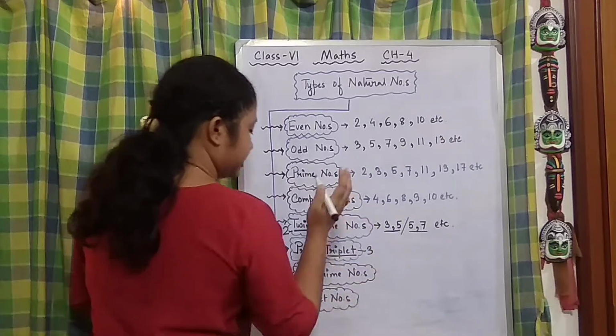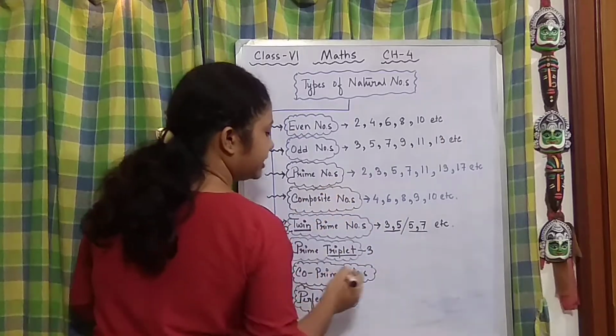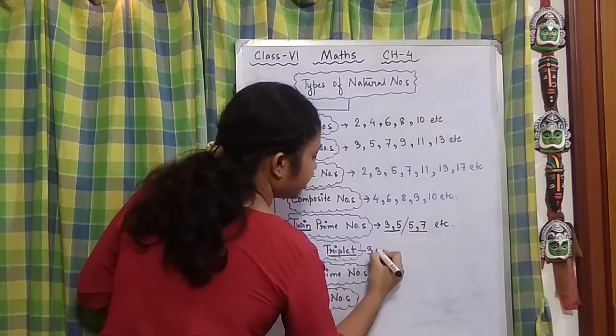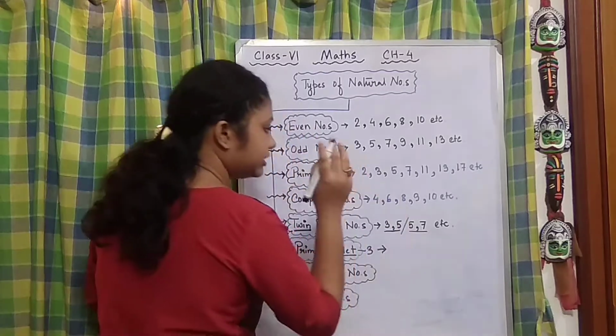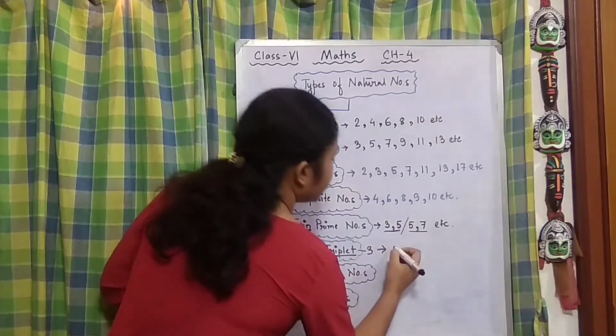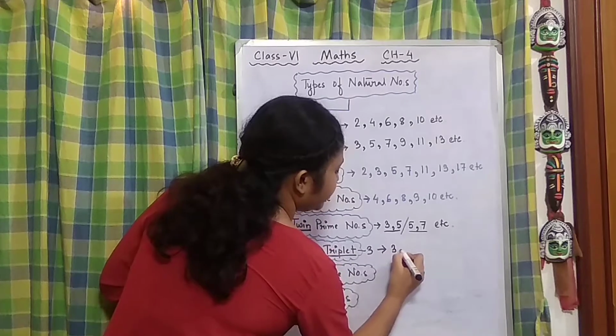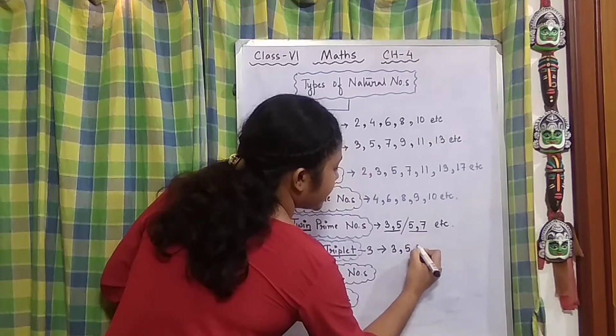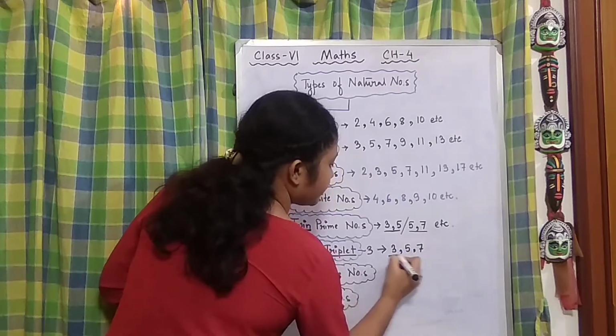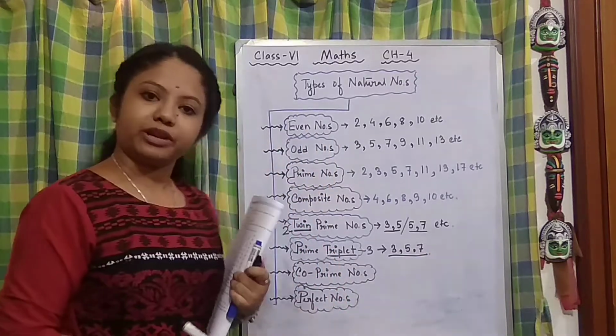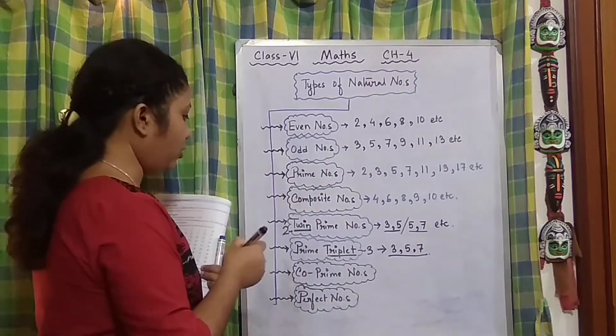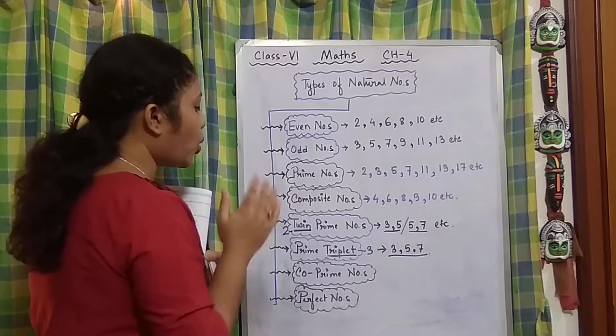Got it? Similarly, for prime triplets, what type of numbers are they? They are a set of 3 numbers. So let's write 3, 5, 7 is a prime triplet. Understand?